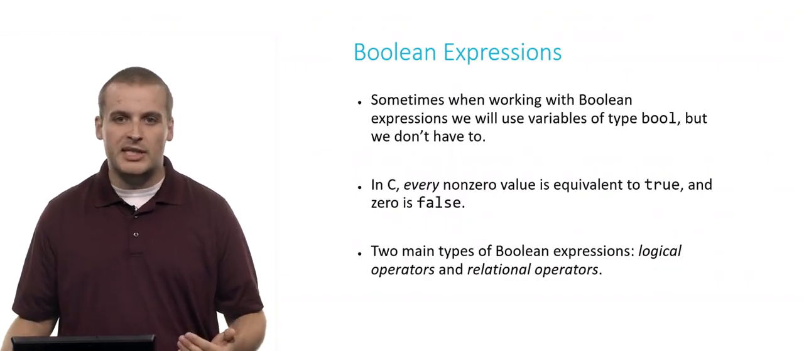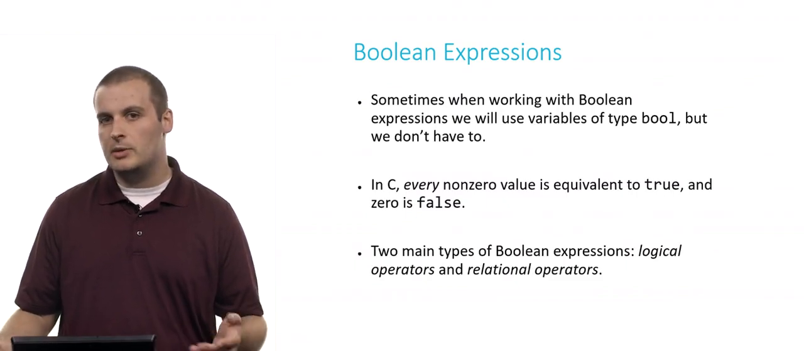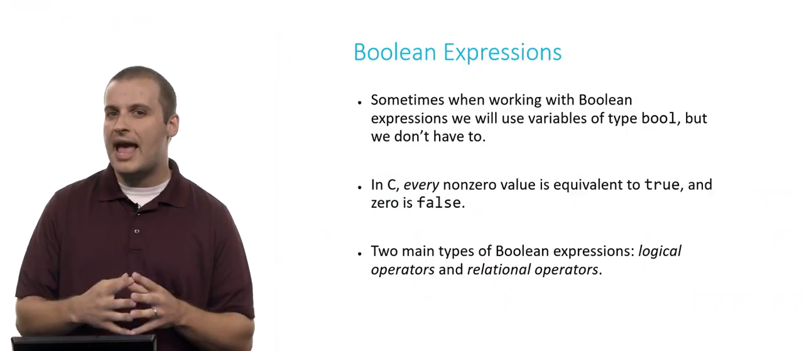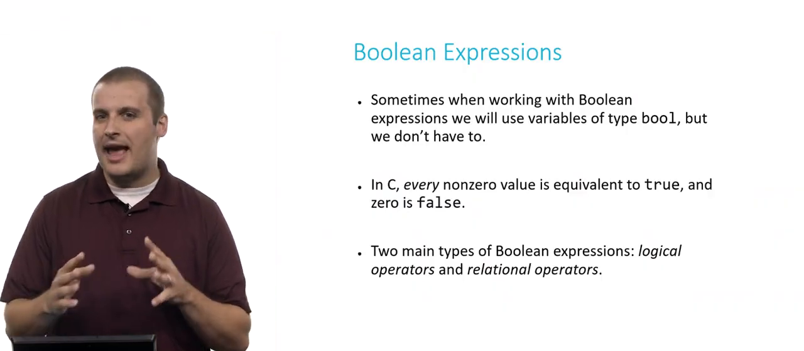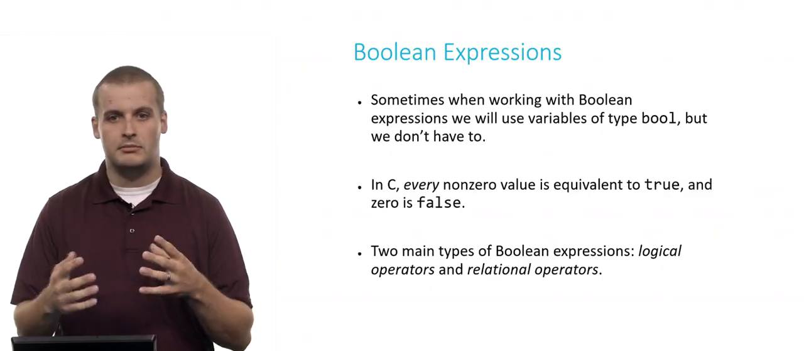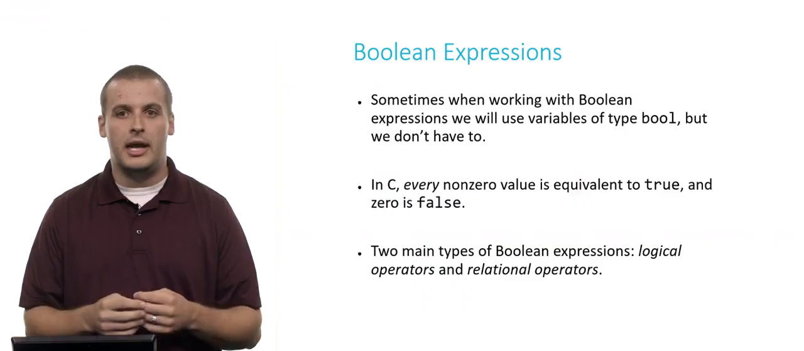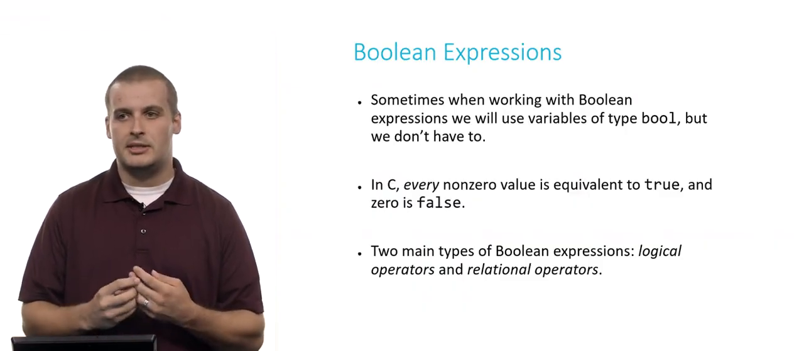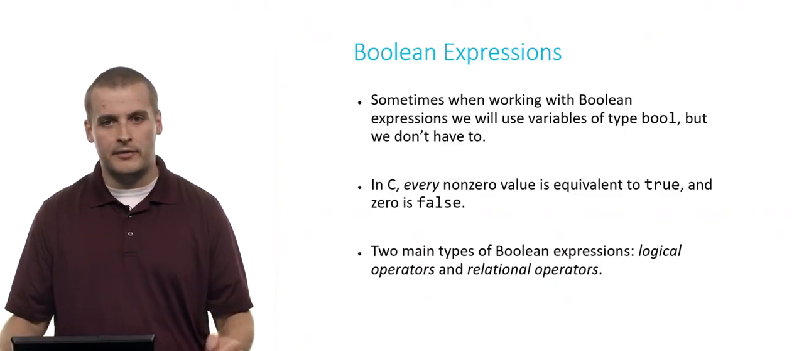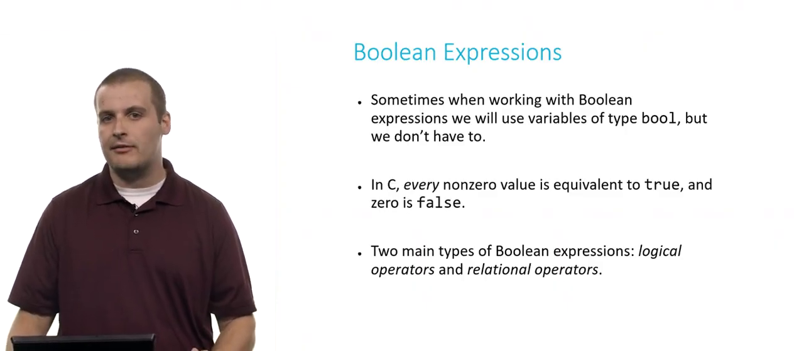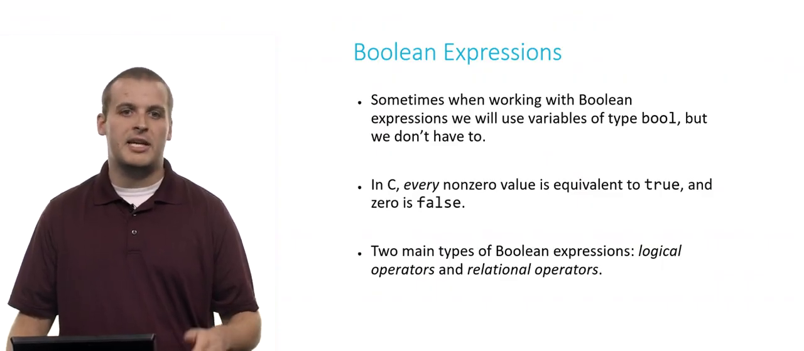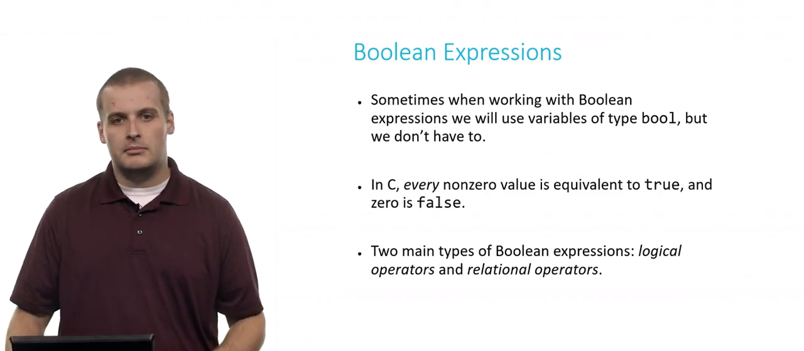Sometimes when we're working with Boolean expressions, we will use variables of type bool. You might have declared a bool type variable, and you'll use it in your Boolean expression. But you don't always have to. As it turns out, in C, every non-zero value is the same as saying true. If you had declared a variable of type bool and assigned it the value true, that's the same as declaring an integer and assigning it the value 1, 2, 3, or really any value whatsoever other than 0. Because in C, every non-zero value is true. 0, on the other hand, is false.